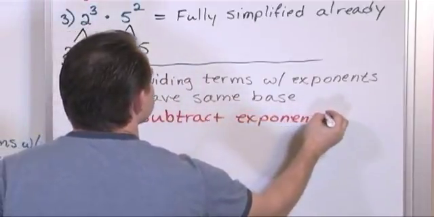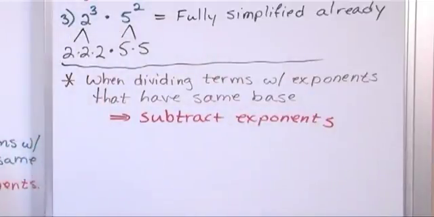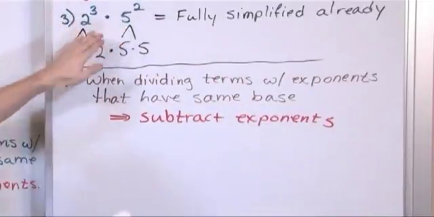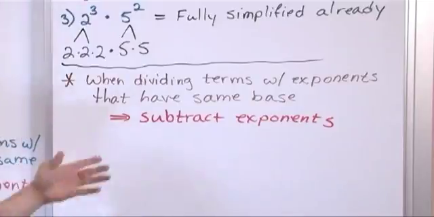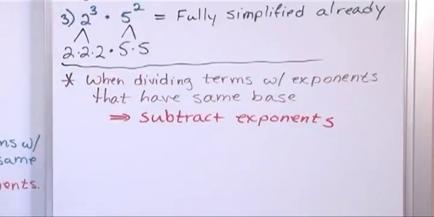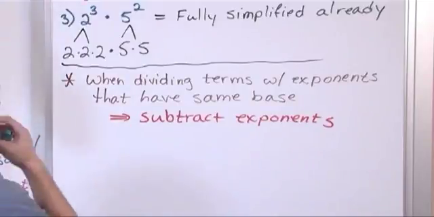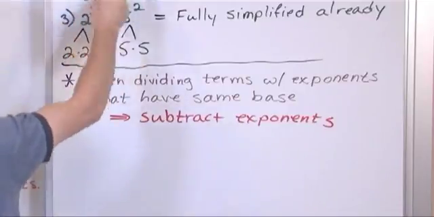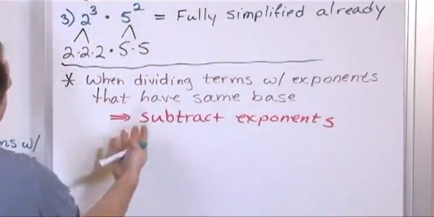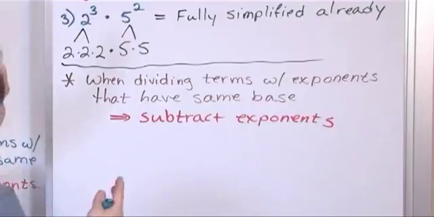I know it looks like a bunch of rules, but really there's a lot of symmetry here. If you're multiplying them together and the bases are the same, you add the exponents. If you're dividing them and the bases are the same, then you subtract the exponents. Only if the bases are the same in both cases. If the bases are different, there's nothing you can do. You can't simplify that anymore.